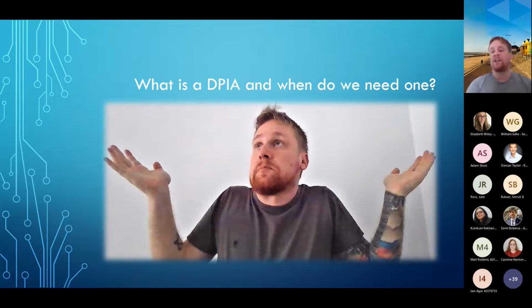So the 3 set out by GDPR are systematic and extensive profiling with significant effects, large-scale use of sensitive data, so that's special category data we mentioned earlier, and public monitoring. The ICO's list includes automated decision-making with legal or similar significant effects, systematic monitoring, sensitive data or data of a highly personal nature, data processed on a large scale, matching or combining data sets, data concerning vulnerable data subjects, innovative use or applying new technological or organisational solutions, preventing data subjects from exercising a right or using a service or contract. So again, you can see already how some of these relate to sharing data and data analytics.